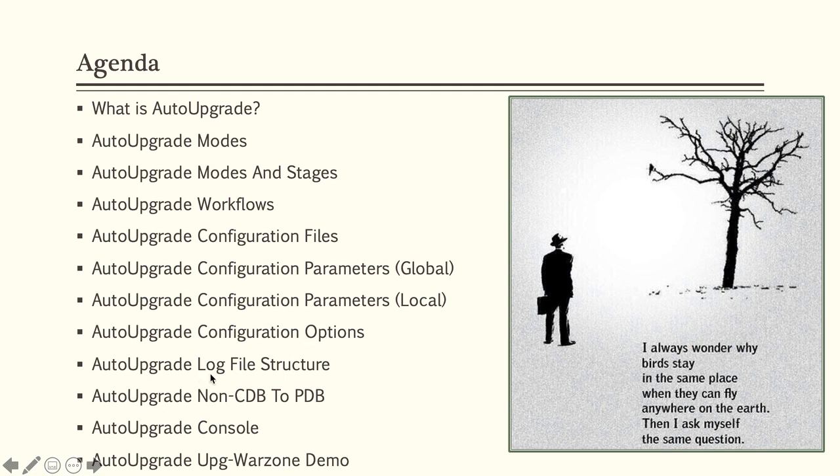I'm also going to look at where to look for troubleshooting log files. So we'll talk about where the auto upgrade utility generates the log files, the locations, and then using auto upgrade for upgrading non-CDB to PDB architecture. Then what is the auto upgrade console? How do you interact with an auto upgrade utility? And lastly, I'm going to run through a very interesting auto upgrade demo.